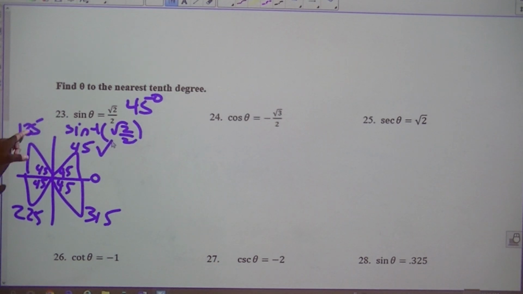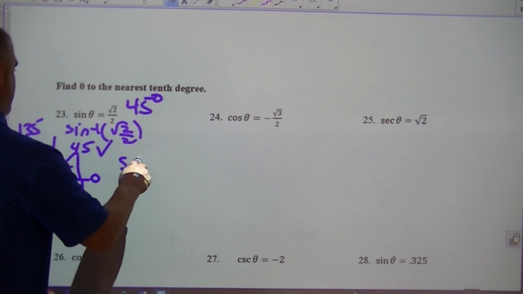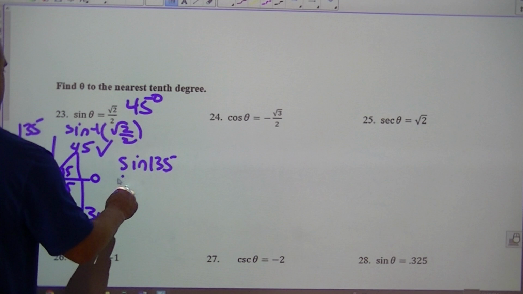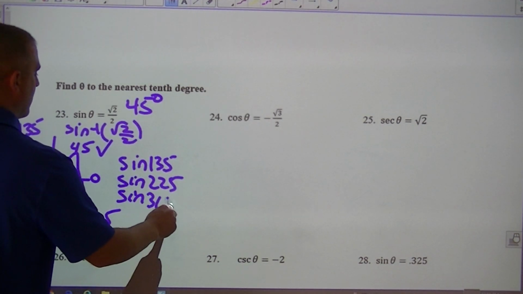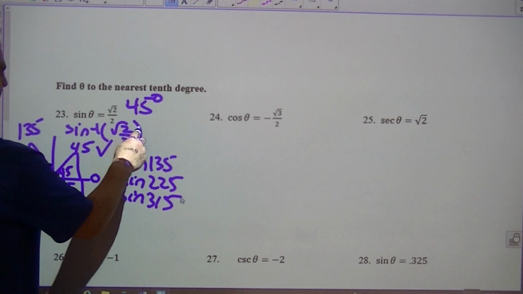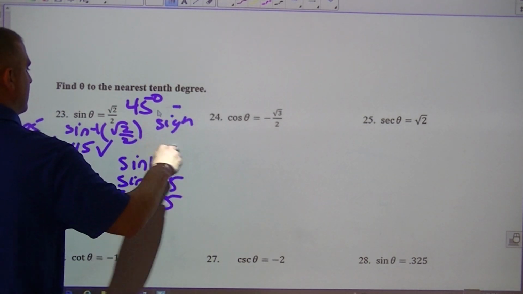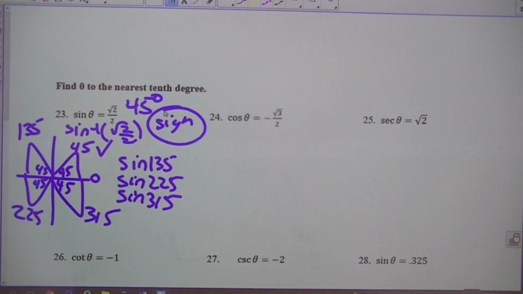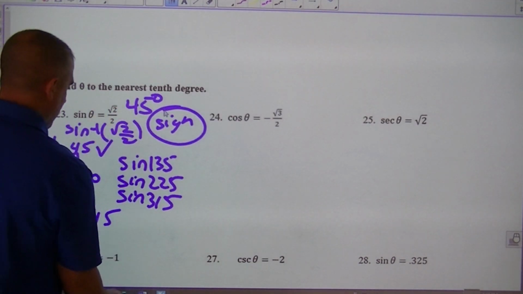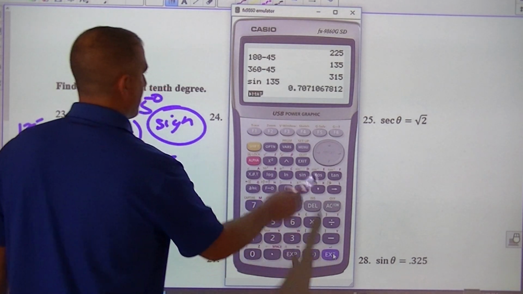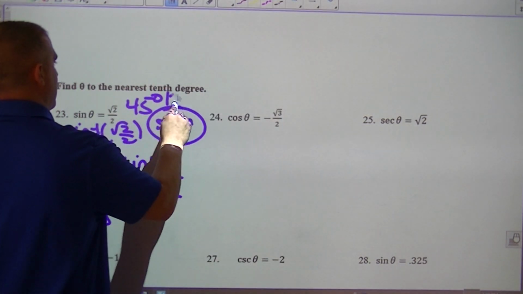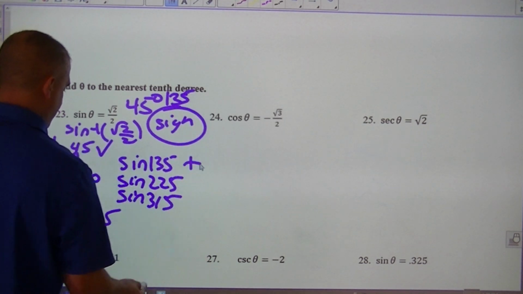Now what you want to do is type in the remaining ones, and your goal is to get whatever the sine is. That's the key part. Sine. All of these numbers are going to be the same. My sine was positive, so I knew 45 worked already. So I've got to find the other positive one. Sine of 135, that's positive. That's going to be my other one.